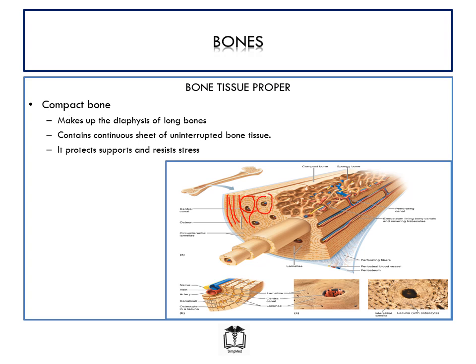So this entire portion shows the compact bone. The compact bone makes the diaphysis of the long bone. It contains continuous sheets of uninterrupted bone, and it helps in protection and support of the bone. It resists stress being applied to the bone. So the compact bone is the strong part of the bone.